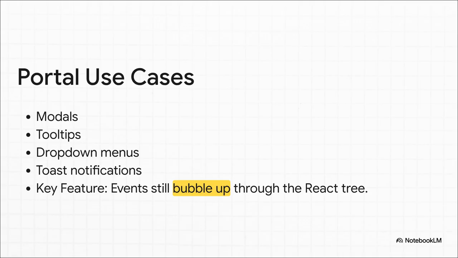And here's the real magic. Even though your component is rendered somewhere else entirely in the DOM, it still acts like a normal React child. Events bubble up through the React tree just like they're supposed to. You really get the best of both worlds.